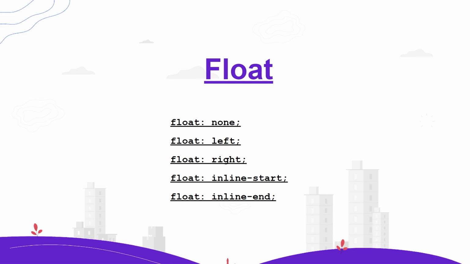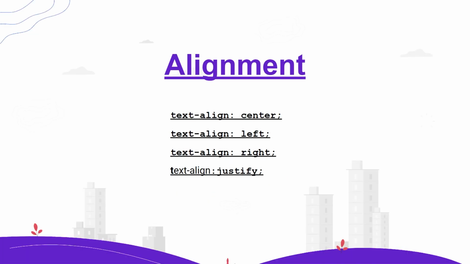For the float property we have none, left, right, inline-start and inline-end, and the same belongs to alignment, only in place of float we have text-align. So how is alignment different from float? Let us see with the help of some examples. Let us directly jump onto VS Code.